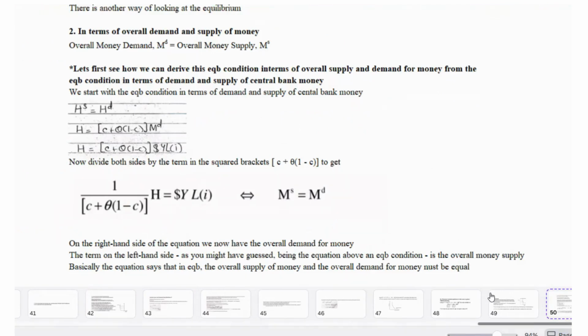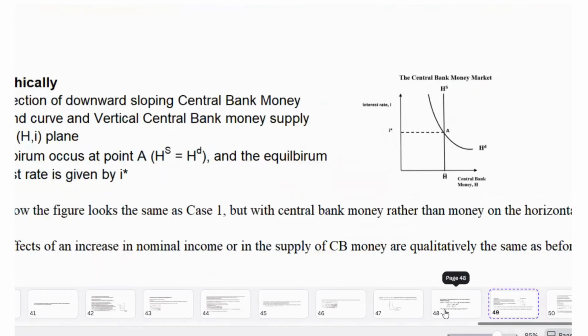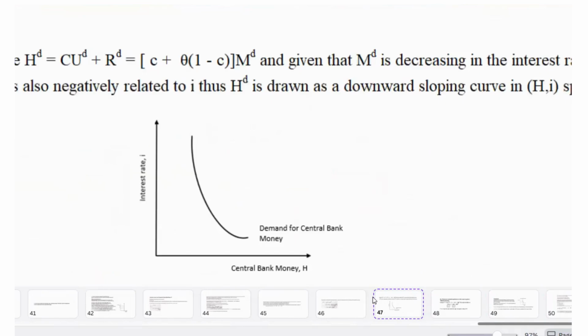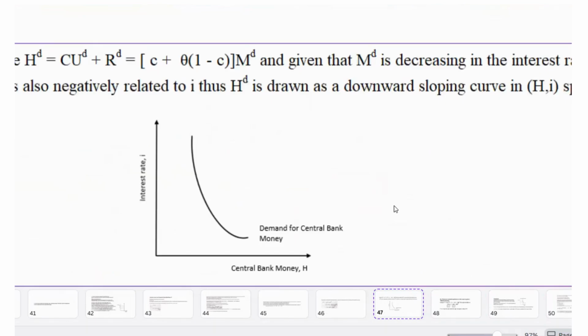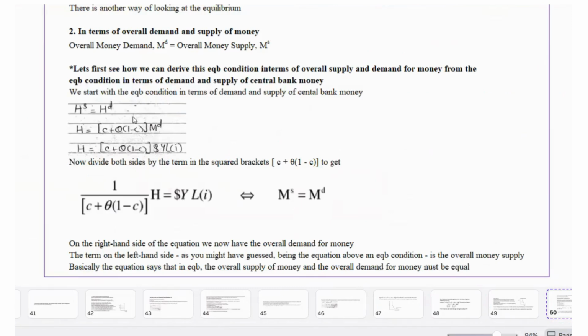Demand for central bank money, we derived and saw that it just turns out to be equal to [C + θ(1 − C)]MD. We've looked at in detail why HD is equal to this. So this is demand for central bank money. And we know what MD is. MD is $Y times L(i). So this is just the equilibrium condition in terms of demand and supply of central bank money, where we know HS is equal to H being set by the central bank.